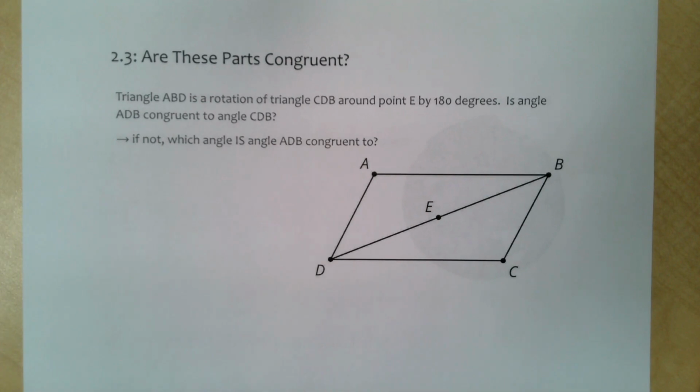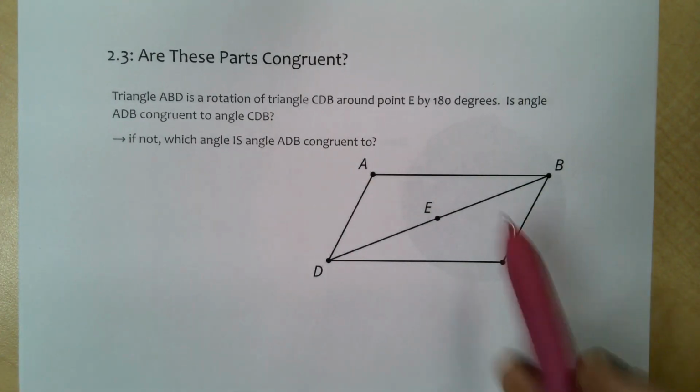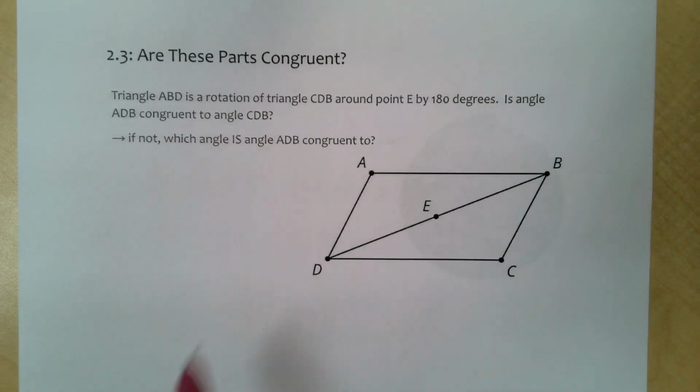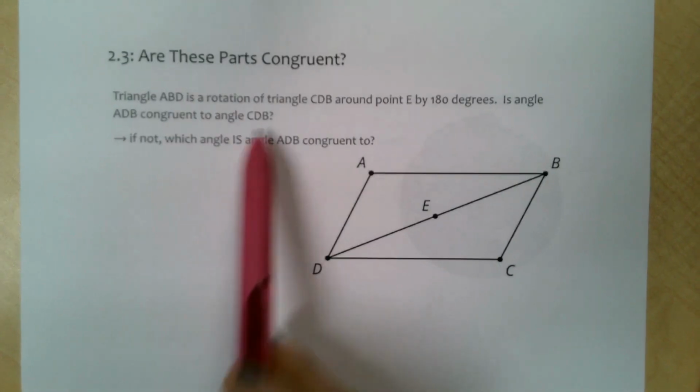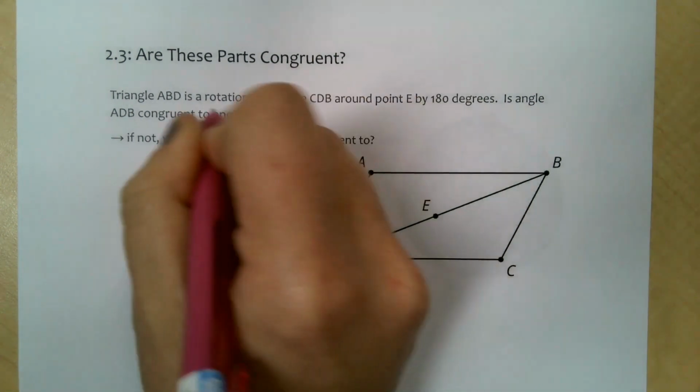Next one says, are these parts congruent? Triangle ABD is a rotation of triangle CBD around point E by 180 degrees. Is angle ABD congruent to triangle CDB? If not, which angle is it congruent to? So I just want to remind you of a couple things.